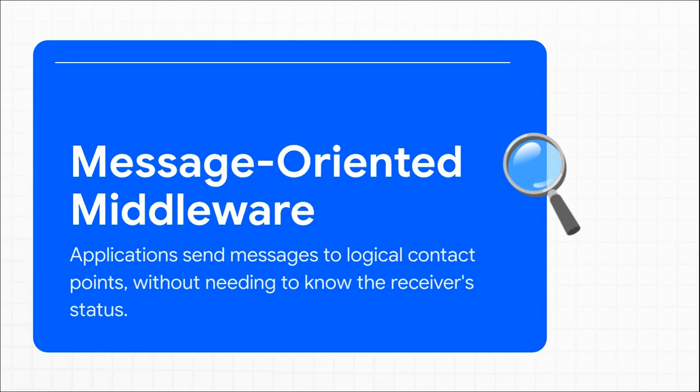Now, the alternative to that is a model called message-oriented middleware, or MOM. And if RPC is a phone call, then MOM is like sending a company-wide memo or an email. You just write your message, you send it out to a general mailbox or a distribution list, and then you get back to your own work. You don't need to know who's going to read it or even if they're in the office right now. It's completely indirect, much more flexible, and we call this asynchronous communication.